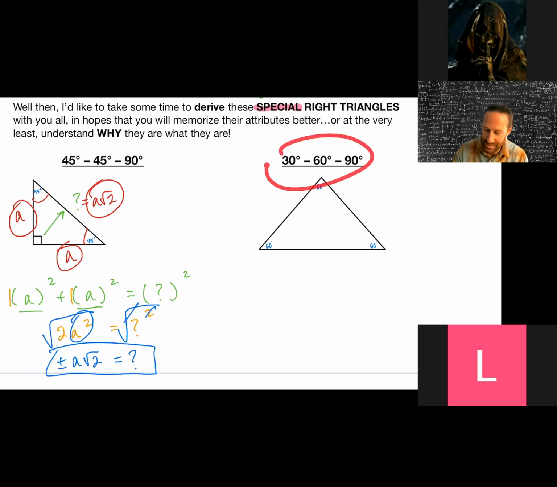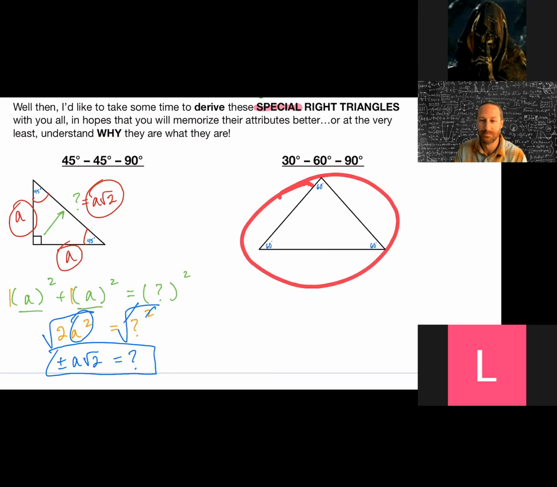So let's get to the next and last special right triangle we're going to talk about, which is a 30, 60, 90. Now you might be looking at that and you're like, okay, 45, 45, 90. I saw it. You wrote it all out. But now you're looking at this, and what kind of triangle is that?